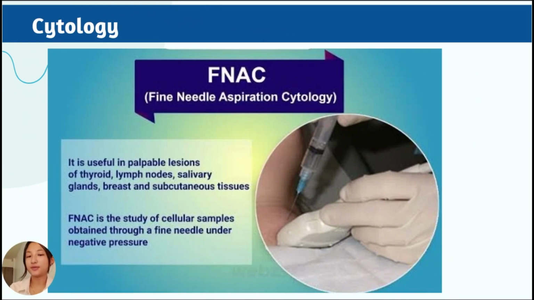FNAC, which is fine needle aspiration cytology, is useful in palpable lesions of the thyroid, lymph nodes, salivary glands, breast, and subcutaneous tissues. The pathologist will use the needle to remove the fluid so that it can be tested further for diagnosis. And mainly FNAC is the study of cellular samples obtained through a fine needle under negative pressure.